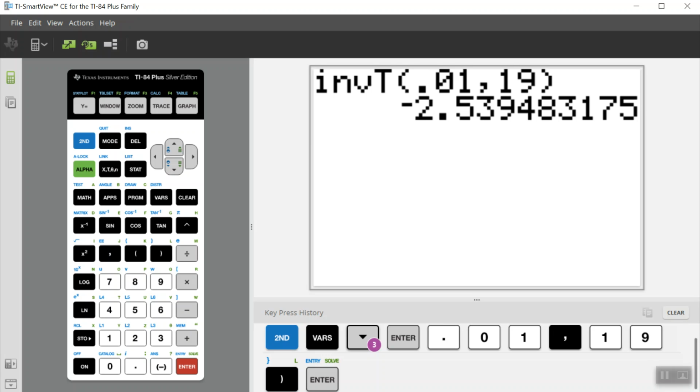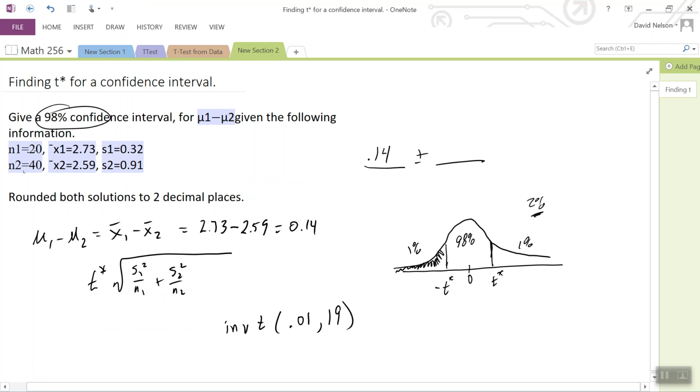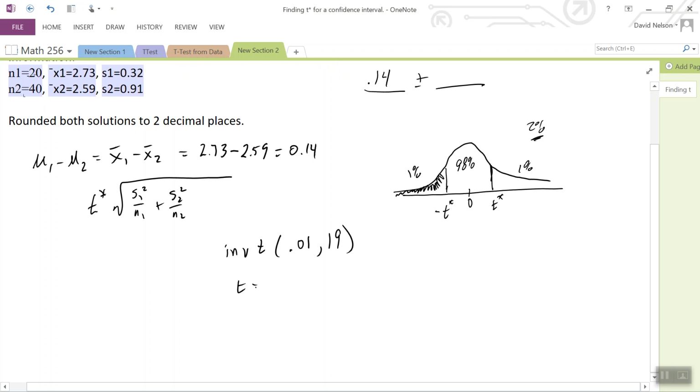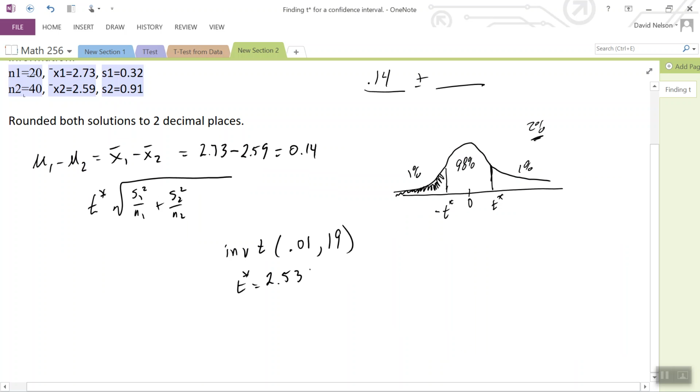So I'm going to switch back to my other screen. There's where it was. And so my t-star is going to be 2.5395. I'm going to use that for t-star. It does come out negative. We'd expect it to be negative here on the left-hand side of the value, and so we're anticipating that negative value.